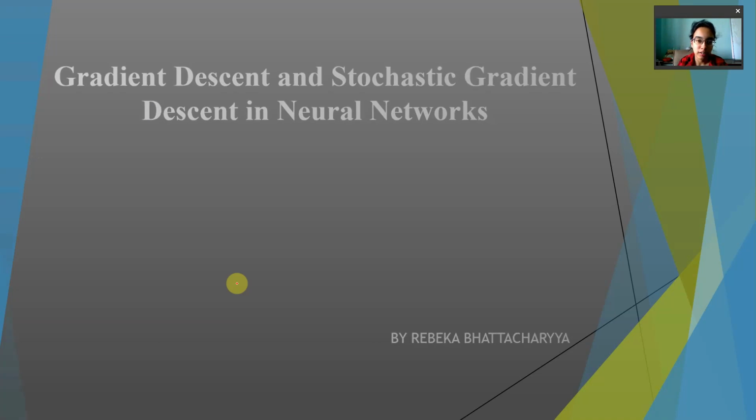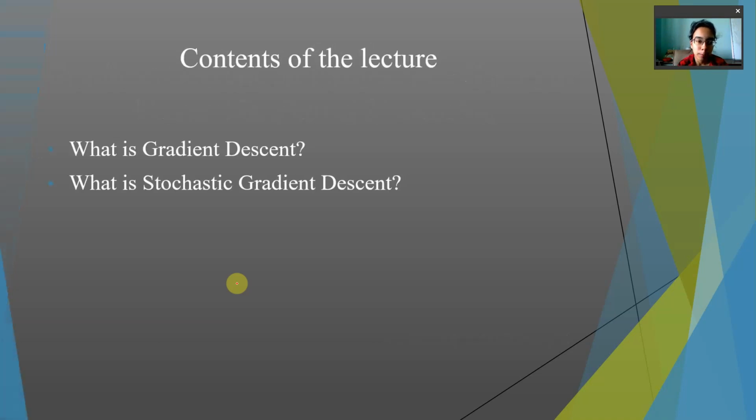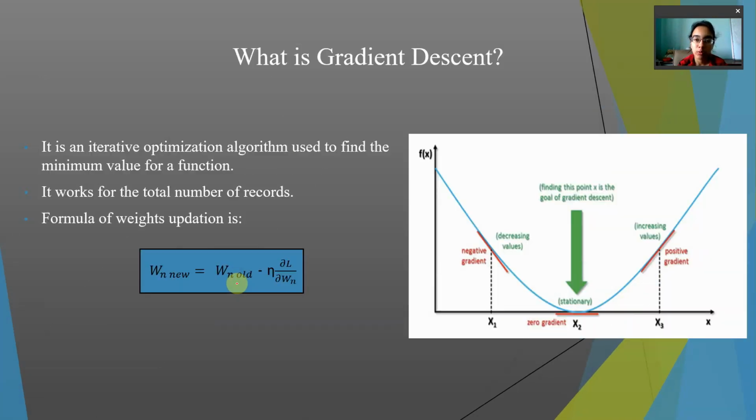So let's start with the first topic, that is what is gradient descent. I will first discuss the gradient descent optimizer and then I will discuss the stochastic gradient descent and how it differs from the gradient descent and what the advantages of the stochastic gradient descent are over the gradient descent optimizer. So let's start with what is gradient descent.